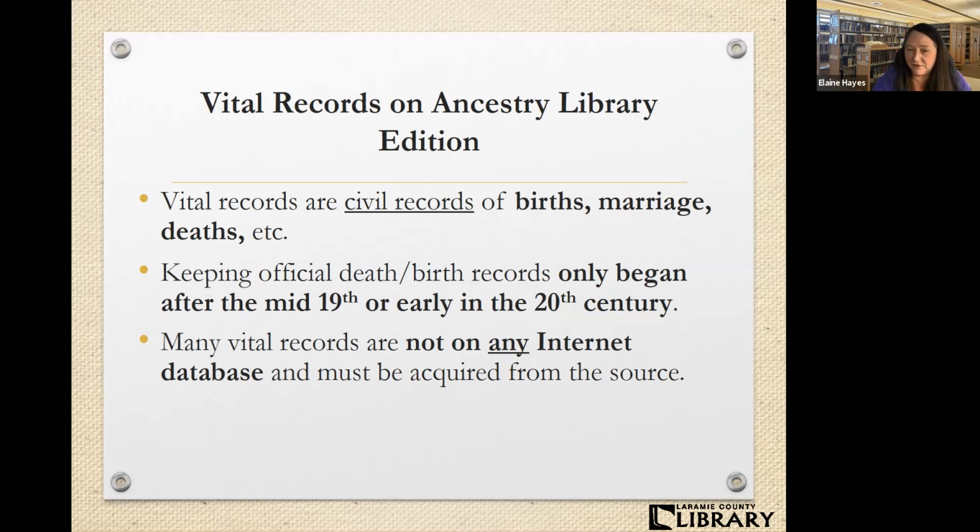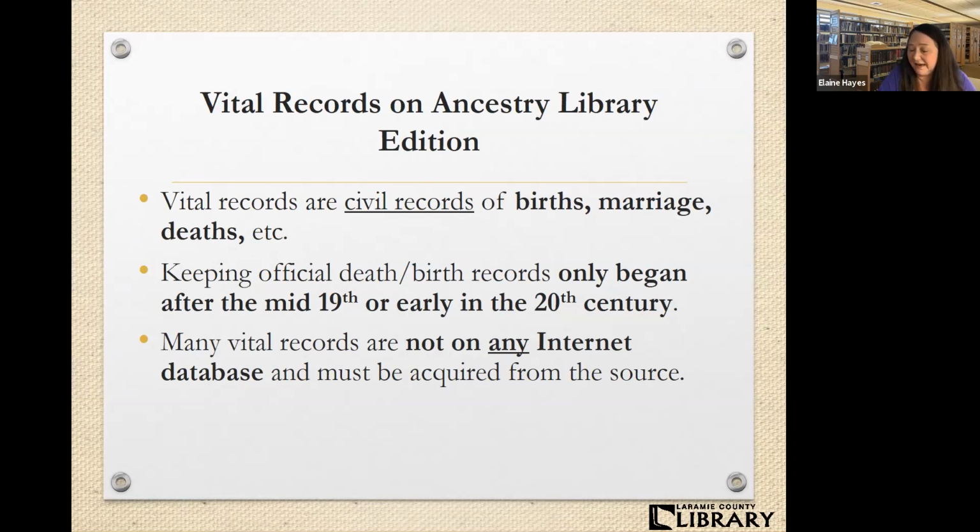Now, vital records are those civil records of births, marriage, and death. The official keeping of civil or government birth and death records only began during the mid-19th or early 20th century. So eventually, as you go back farther, you're going to run out of official birth records. But those are kind of replaced by church records that record a baptism or burial or something like that. Marriage records exist farther back because they're legal; marriage records and wills and things like that do exist farther back.